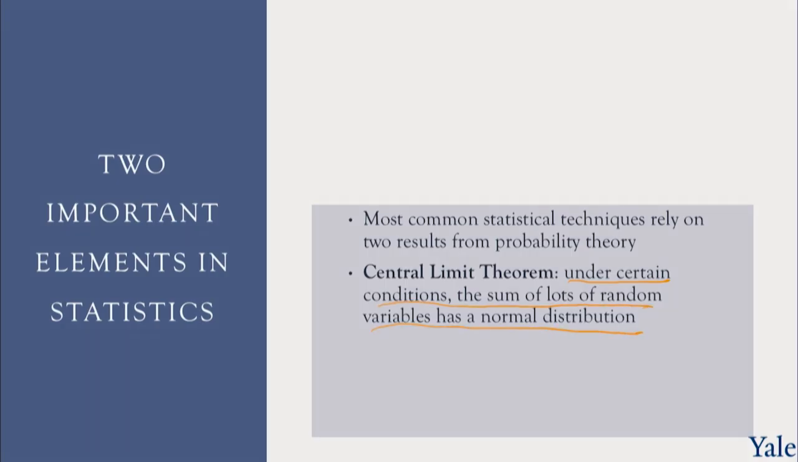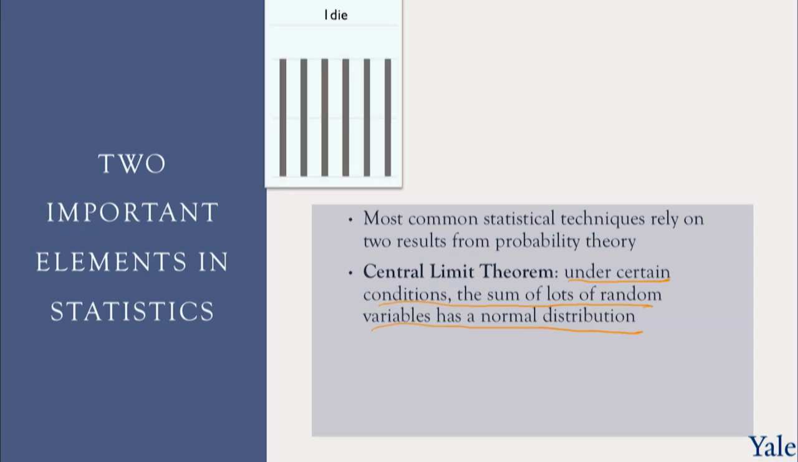So you start with some coin or some dice, you roll it, you get a value from 1 to 6. That's not normal. But if you keep doing it and you keep adding values, what this says is that, provided some conditions are met, and these are fairly general, you get a normal distribution. So let's look at this in action from a simulation I ran.